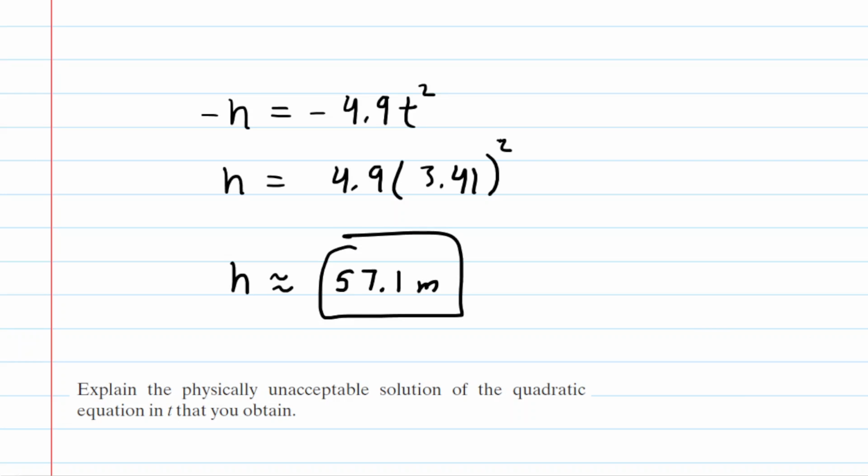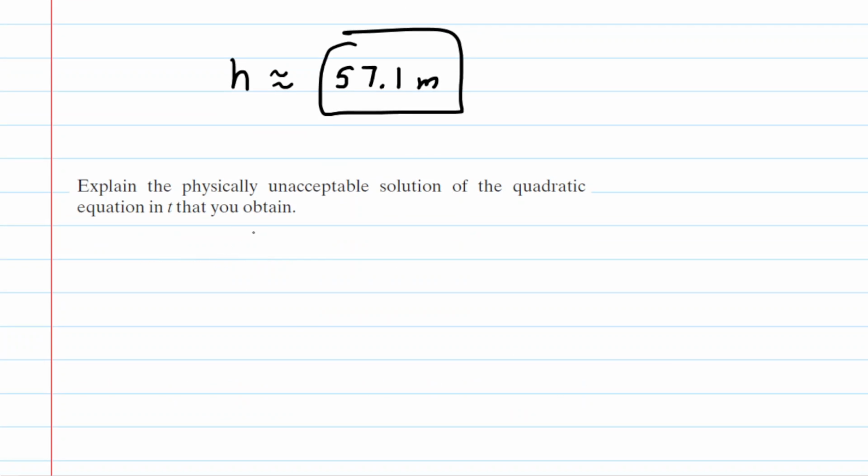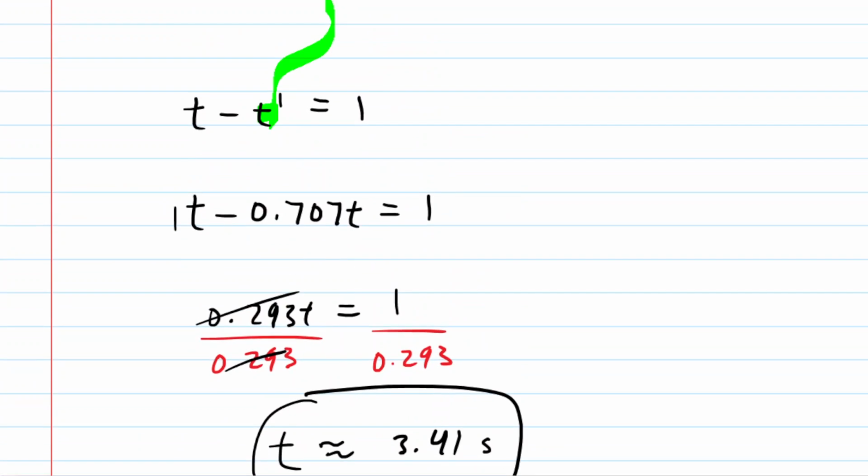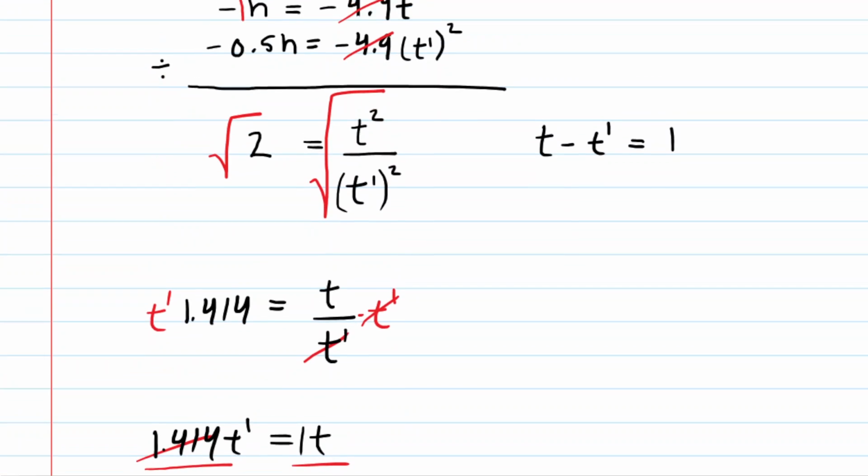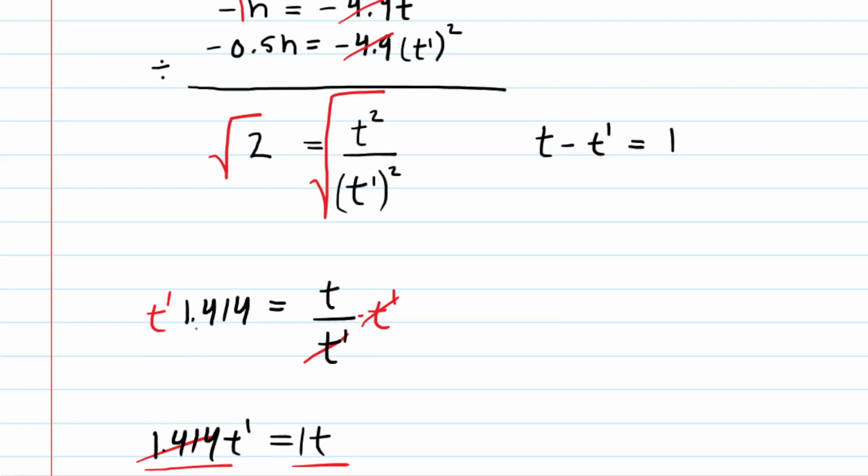Now there was a part C. It said explain the physically unacceptable solution of the quadratic equation in t that you obtained. We actually were able to circumvent the use of the quadratic equation, but there was a point in the problem when we took the square root of 2. You will recall it was back here. When we took the square root of 2, we assumed that the root was positive 1.414. Technically, it would also be negative 1.414.